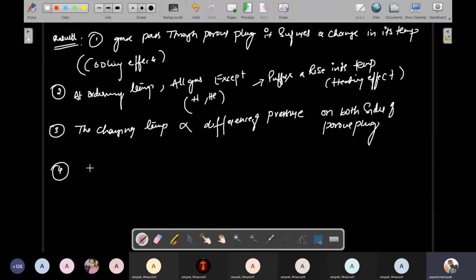Now I'll move to the expression. I want to find out the expression, so please note, everybody. In this question also we have two cases, the changing temperature in a perfect gas as well as in van der Waals gases. We can explain it two ways.